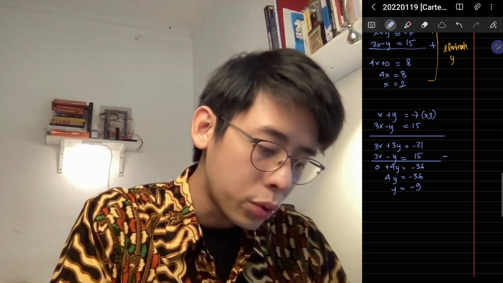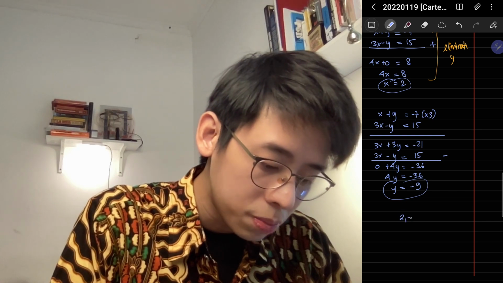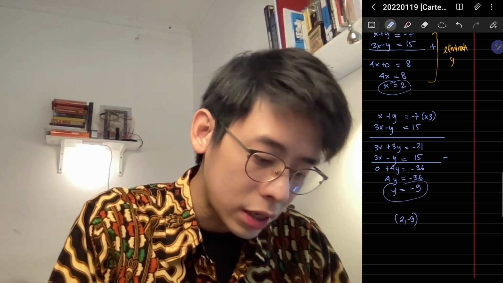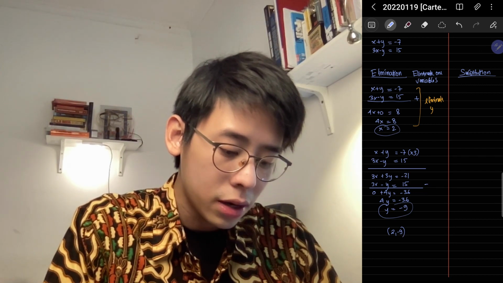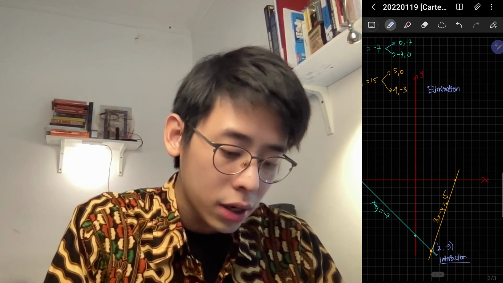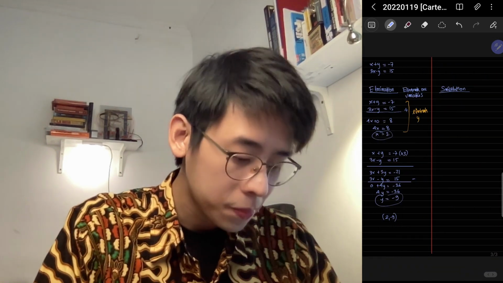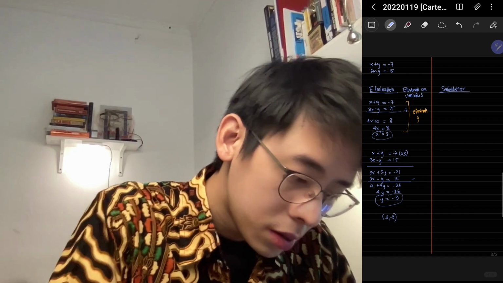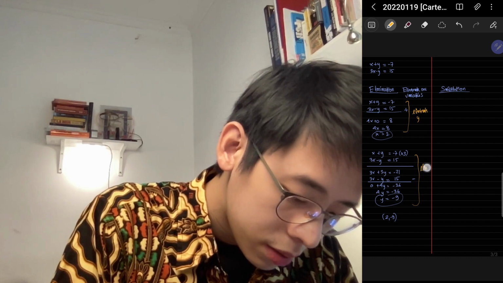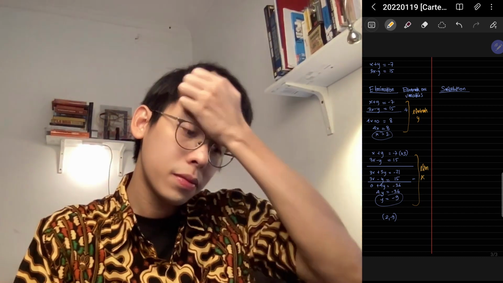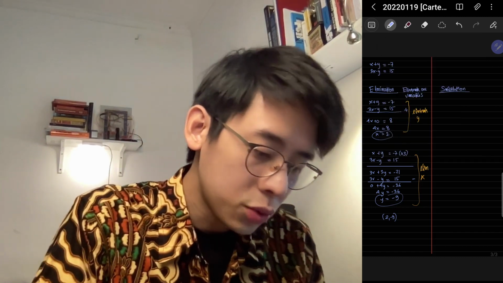As you can see here, x is 2 and y is minus 9. So the coordinate of intersection between the equations is 2, minus 9. And it's the same as what we had before. So for the second part, we eliminated x.